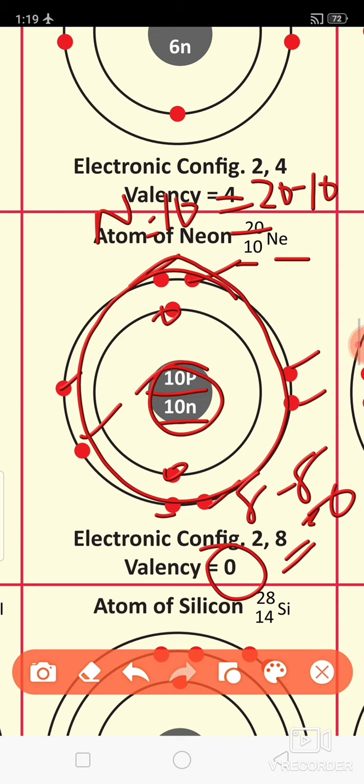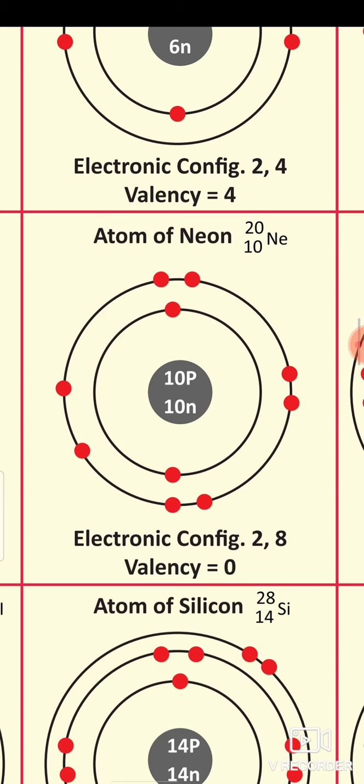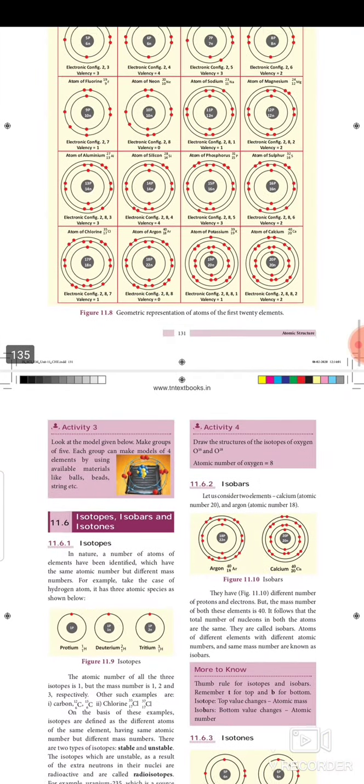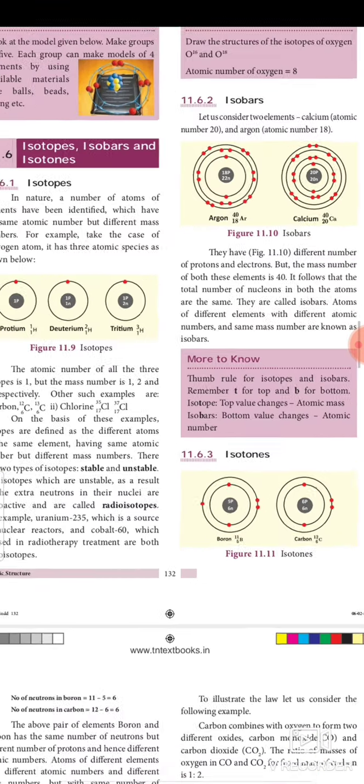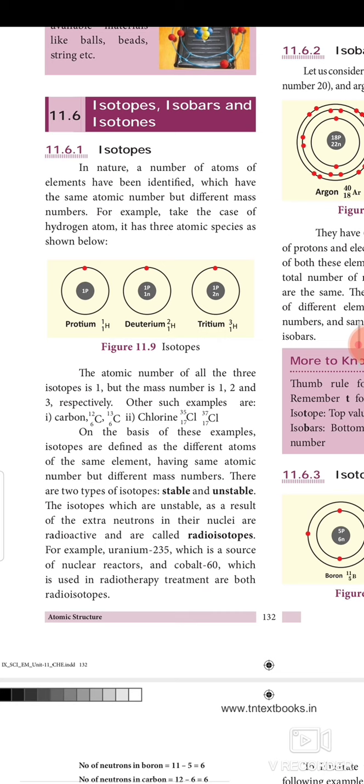So, it is called an inert gas. It will not react with anything. So that is why it is called an inert gas. Is it clear? From hydrogen to calcium, they have given it in your book. You go through it and try to draw that detailing. Now I would like to move on to the next section.